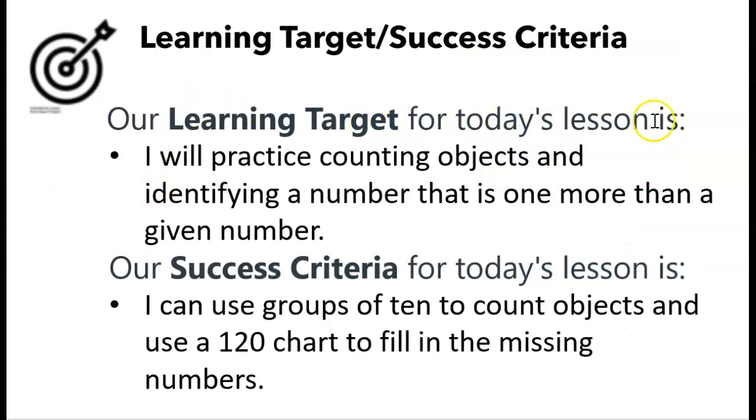Our learning target for today's lesson is, I will practice counting objects and identify a number that is one more than a given number. Our success criteria for today's lesson is, I can use groups of 10 to count objects and use a 120 chart to fill in the missing numbers.